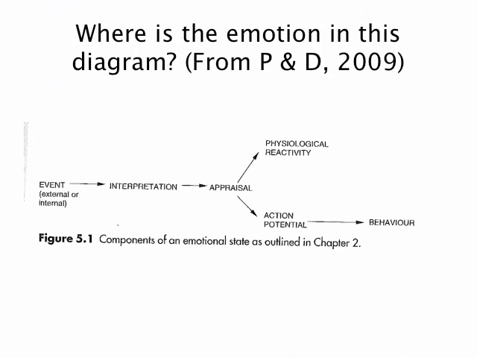So you can just reflect on this. Different people might draw the circle around different elements. Here you can certainly see that it would be hard to draw a circle without including in the circle the appraisal. So that seems to be very central. The appraisal, physiological reactivity, and action potential seem to be central parts of it, whereas the event and the behavior on either end seem to be less central.